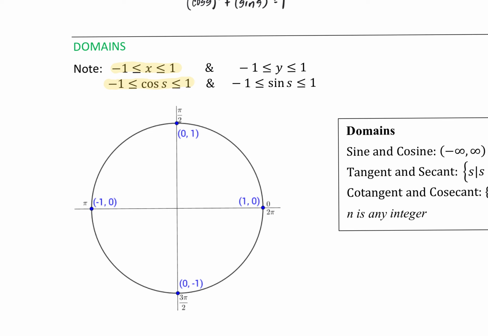Similarly, our y values go from -1 to +1. Substitute sine for y, and you get the sine values go from -1 to +1. So remember that in a function, you put in some value, in this case our arc length, and what you get back, these -1 to +1 values, that would be the range. So in this case, this would be the range of our cosine function and the range of our sine function.